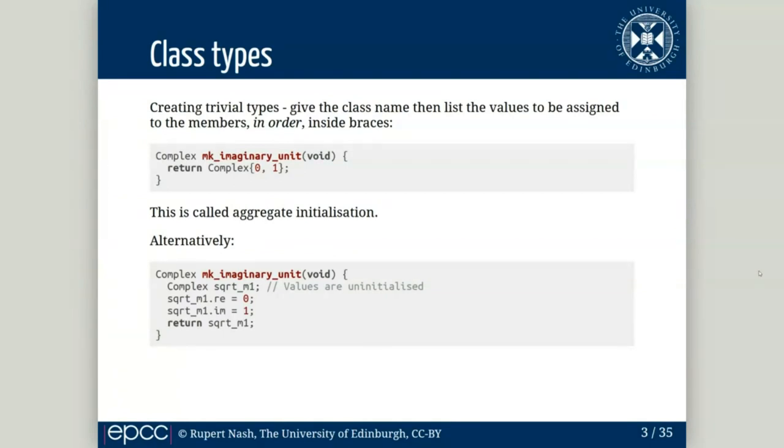But you can also use an alternative syntax, as we see here, where we create a complex number, sqrt_m1, and that's uninitialized, and then we initialize the values before we return it. Therefore we access the members using the dot there and assign the value to it. So the real value is assigned to 0 in that line, sqrt_m1.re, and the same for the imaginary. Then we return the initialized value. That's exactly what you would do in most C code. That's the fairly standard way of doing it in traditional C or old C.